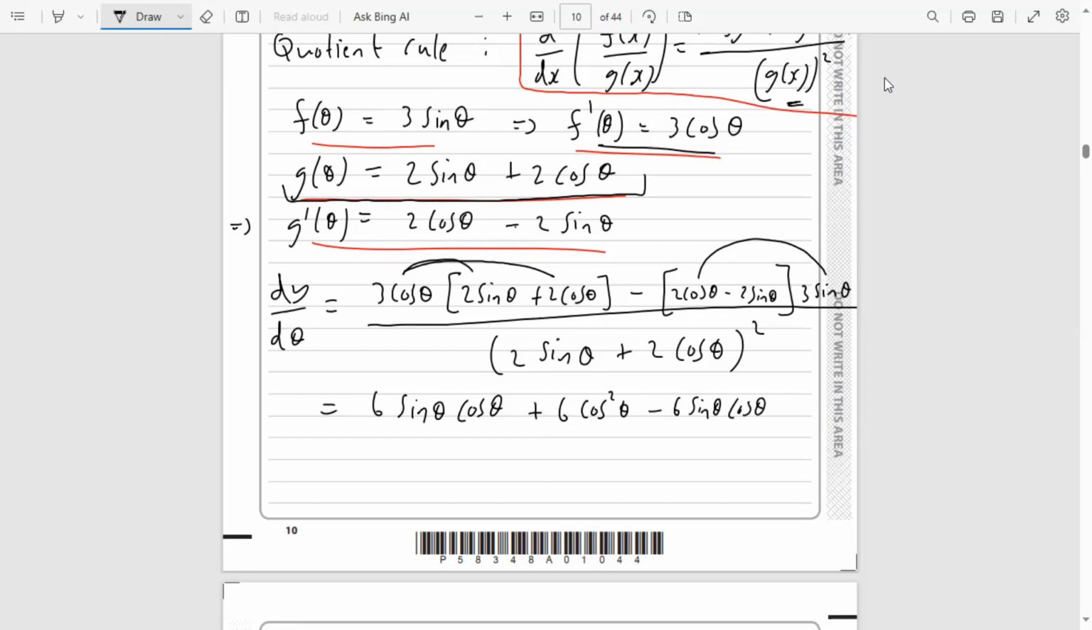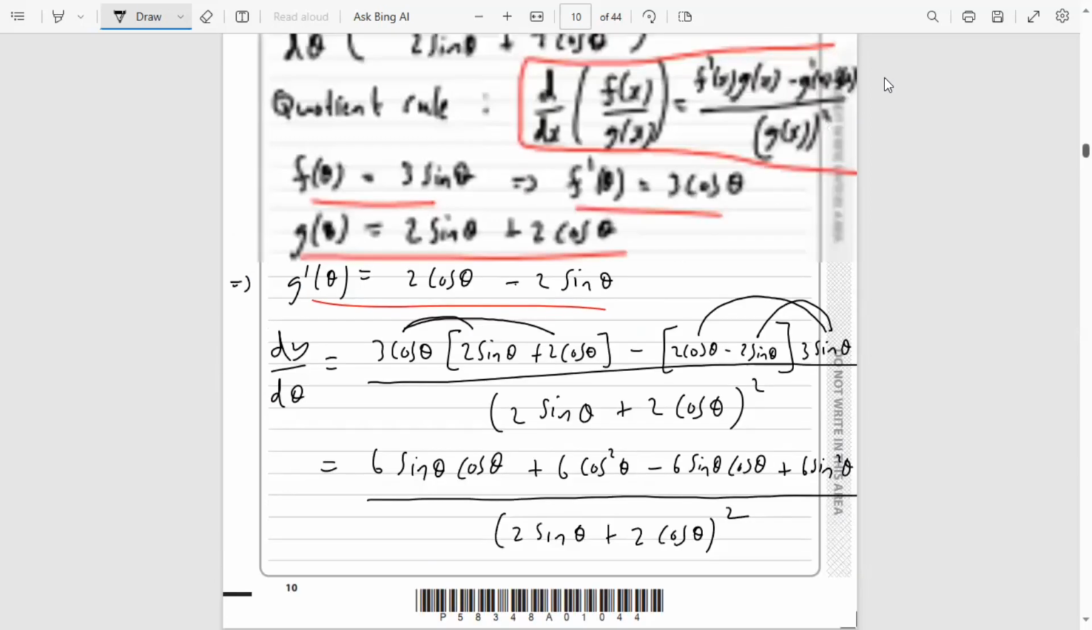And then lastly, we've got minus 2 sine theta times 3 sine theta. So we're going to get a minus 6 sine squared, but we've got this extra minus sign there. So actually we're going to add it. So a minus makes a plus. So negative 6 sine squared, which is positive 6 sine squared. So 6 sine squared that. And that's all over this on the bottom there. Now I'm actually not going to expand the brackets just yet. Let's just keep it like that for now. It's 2 sine theta plus 2 cos theta all squared. I mean, if you wanted to, you could, but let's just keep it like that for now.